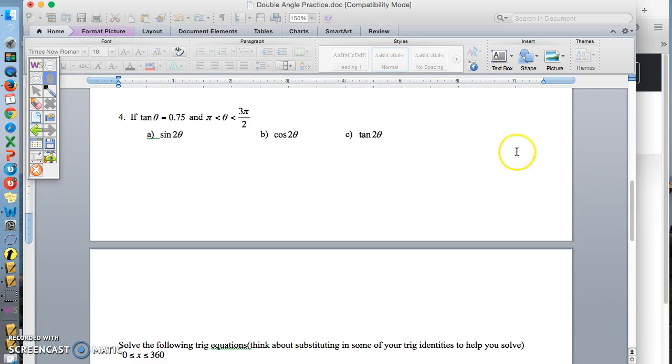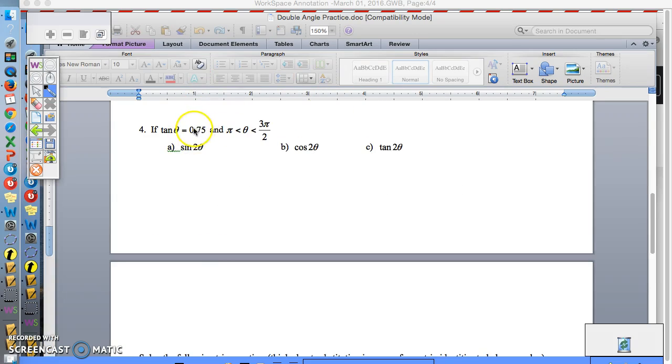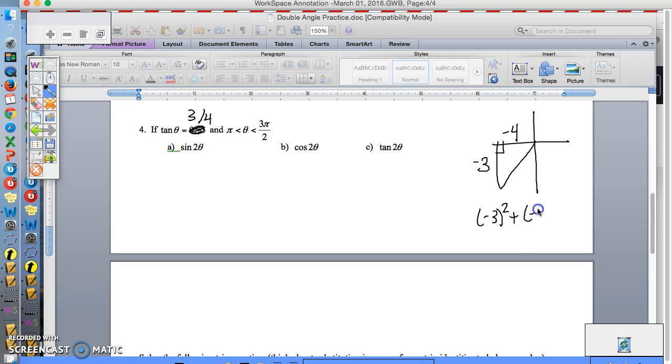And then this bottom one as well. Tangent is 0.75, so 3/4. Well, what quadrant is this? Here's pi, 3 pi over 2, so here. Opposite over adjacent, both negative. So negative 3 squared plus negative 4 squared equals our c squared. Some of you might recognize it's a 3, 4, 5.